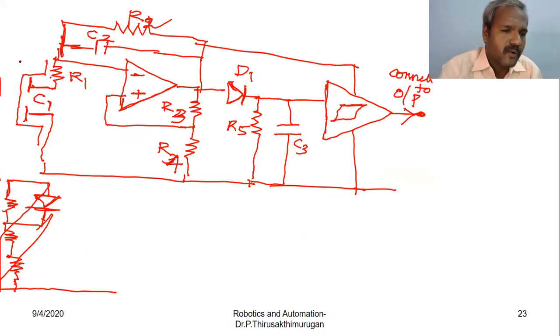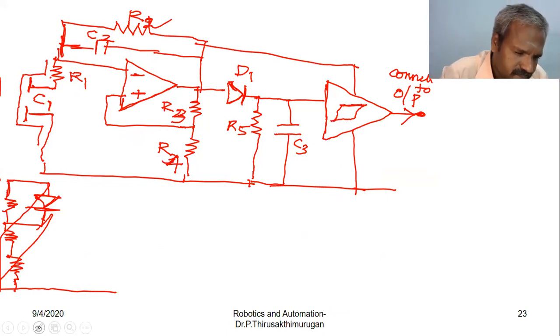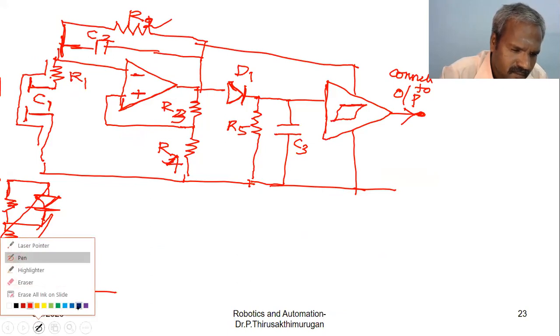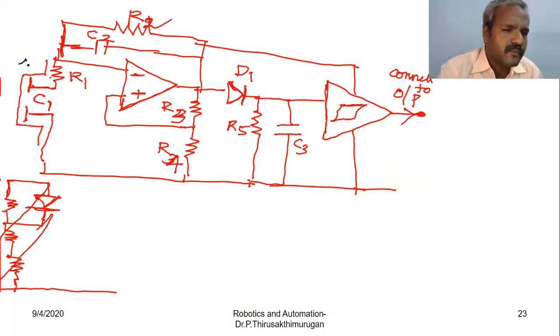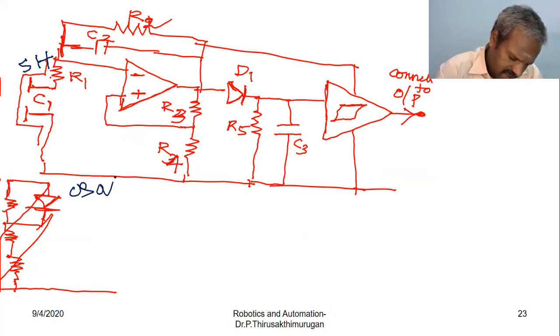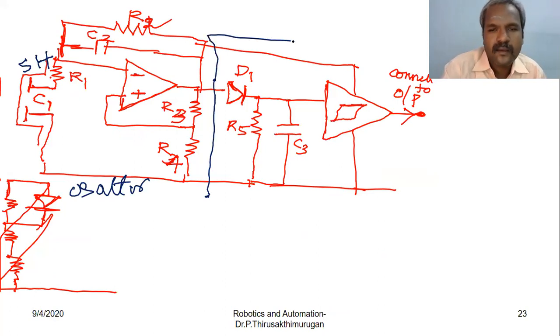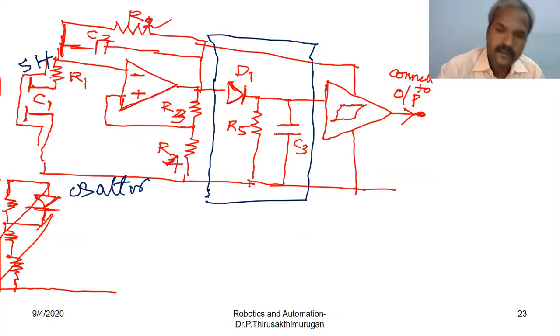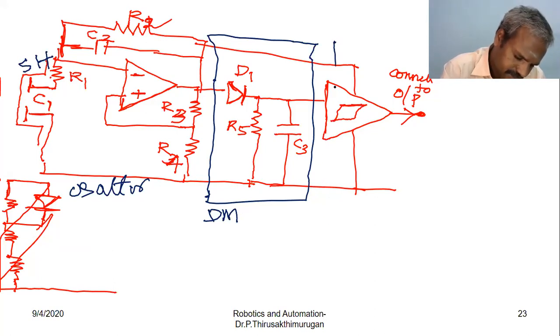So this is the sensor probe. Let me explain. The sensor head has capacitive electrodes, a pair of electrodes. Then this is the oscillator circuit. This is the demodulator output. This is the triggering stage.